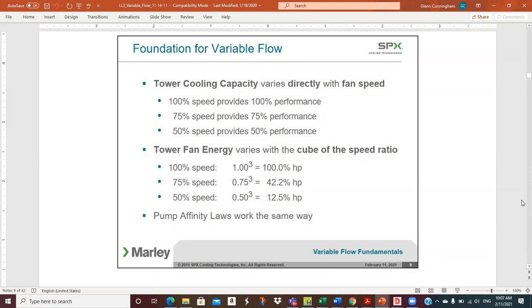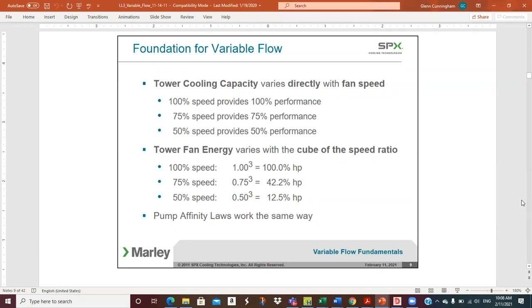So we see on that first bullet, 100% speed provides 100% performance or capacity. 75% speed provides 75% performance or capacity, and 50% speed is 50%. So they're linear up and down. So cooling capacity of the tower, roughly, now it's not exactly 100%, but within these types of arguments and training, it's pretty good, okay?